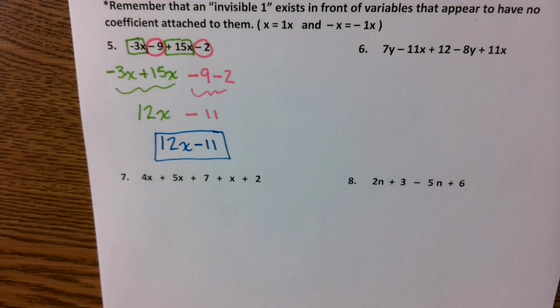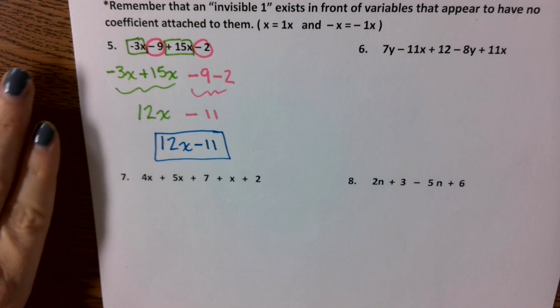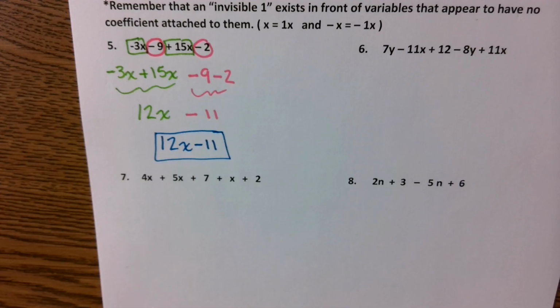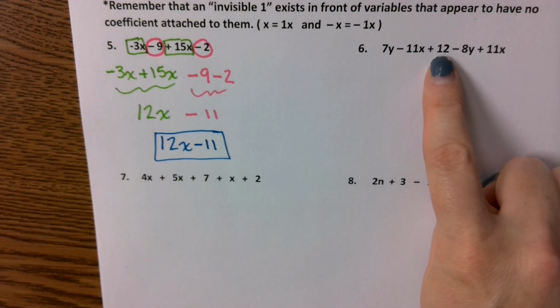Okay, problem number 6. For problem number 6, what did you get, Rajay? I got negative 1 and 0 for 7y minus 8, minus 8y. Okay. Negative 11 plus 11. Okay, so close, but we still have that positive 12 as well, right?